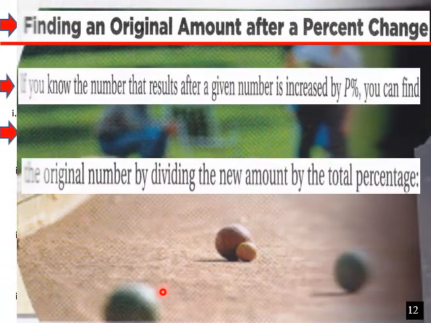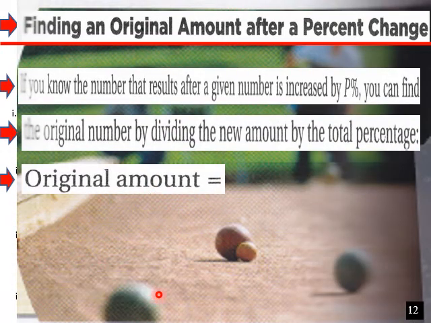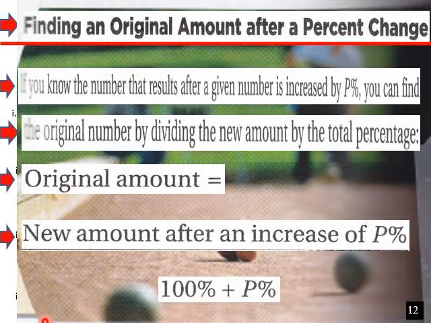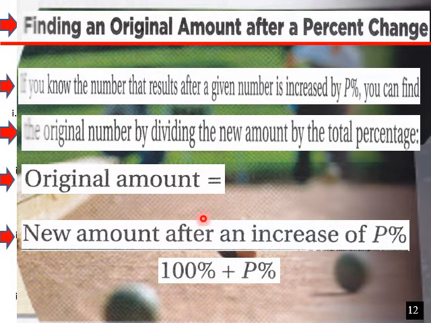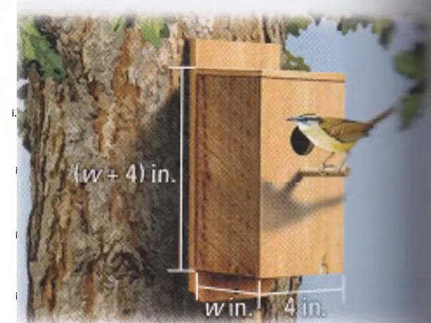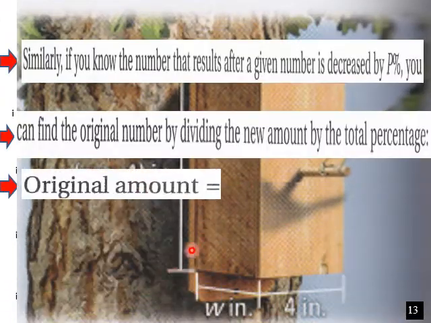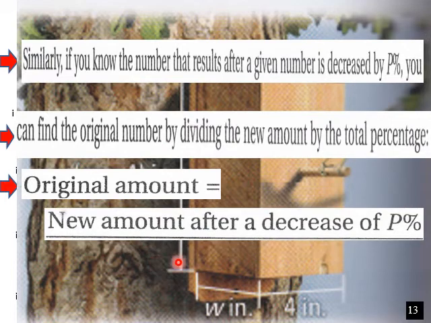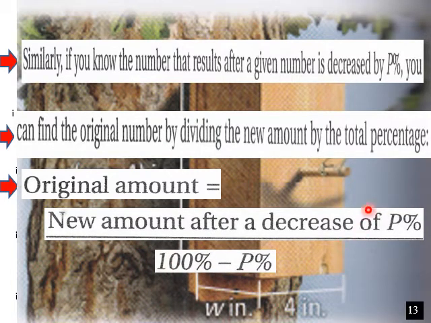So finding the original amount after a percent change. The original amount equals the new amount after an increase of p percent, divided by 100% plus p percent. Similarly, if you know the number that results after a given number is increased by p percent, you can find the original number by dividing the new amount by the total percentage. The original amount, for a new amount after a decrease of p percent, will be this figure here.